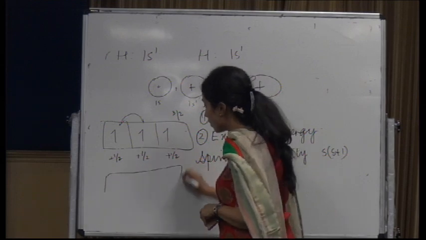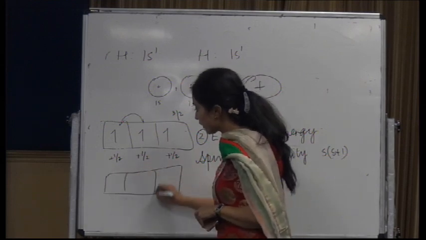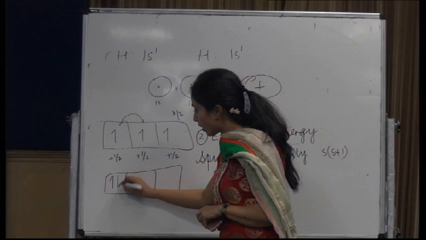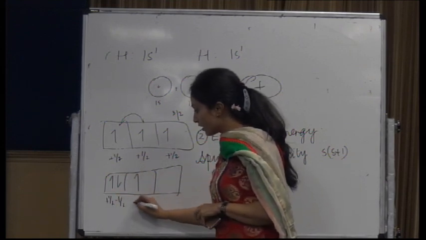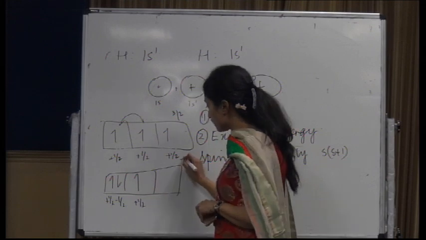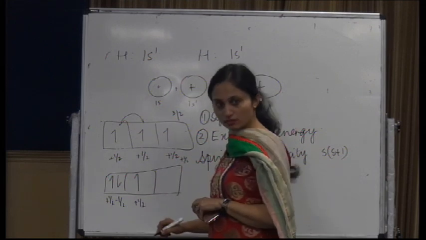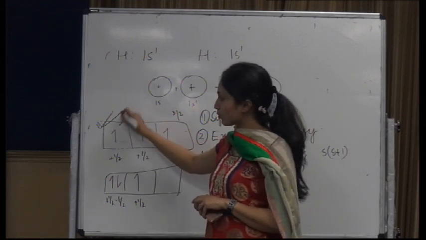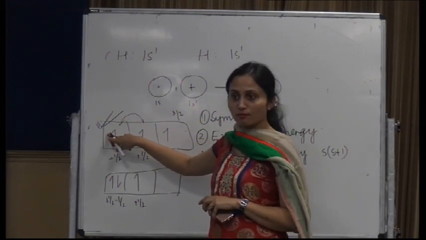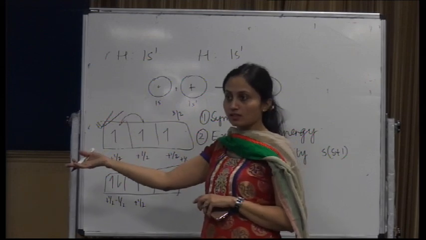If I talk about any other case, if I talk about this or this and this, then this will be plus half, minus half, plus half. So the total spin will be plus half. Do you get that? So in that case, the most stable according to Hund's rule will be this, because this also is giving you the maximum spin and hence the maximum spin multiplicity.